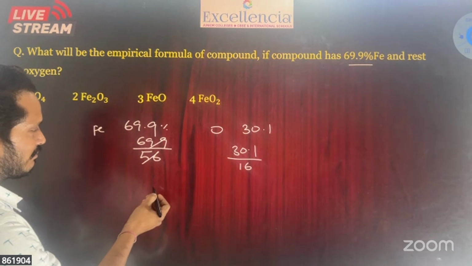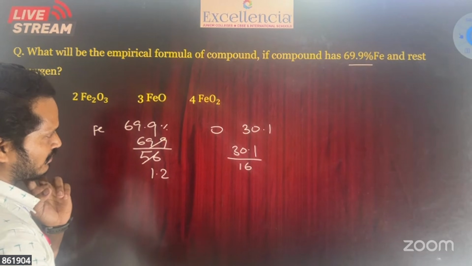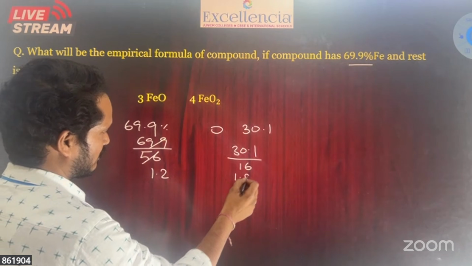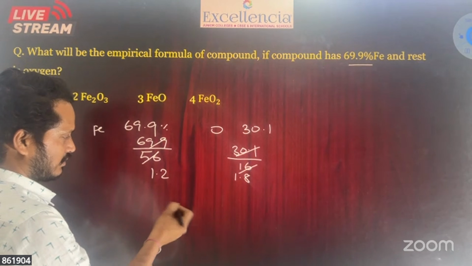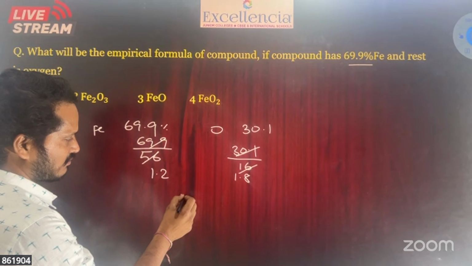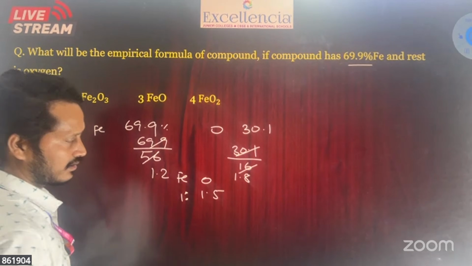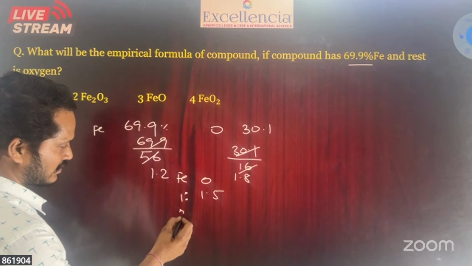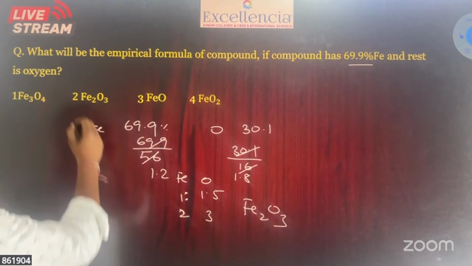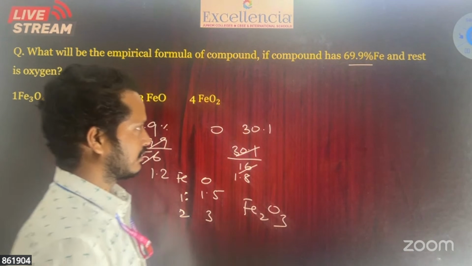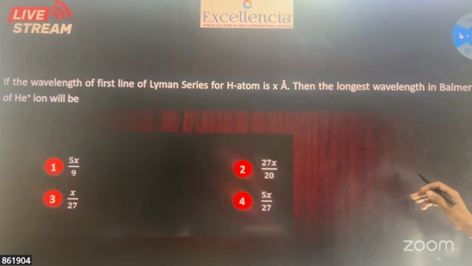So we are finding the relative number. This comes to about 1.2 for iron and about 1.8 for oxygen. If iron is taken as 1, oxygen will be 1.5. So in relative manner, this is 2:3. So the answer will be Fe2O3. This is also a simple question from stoichiometry.